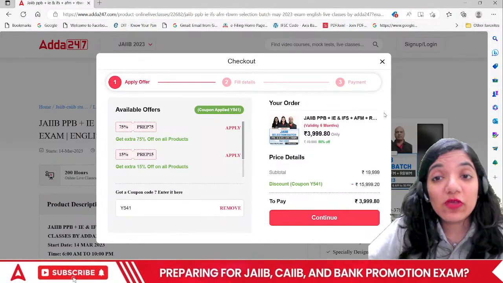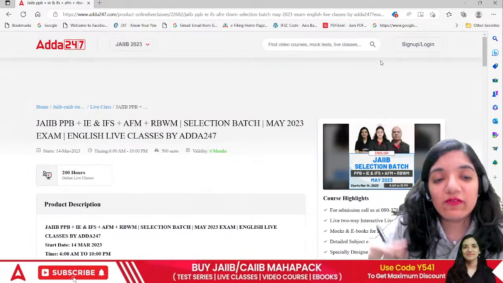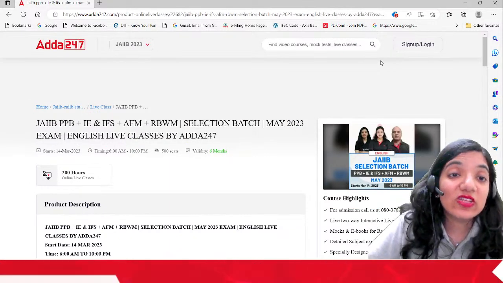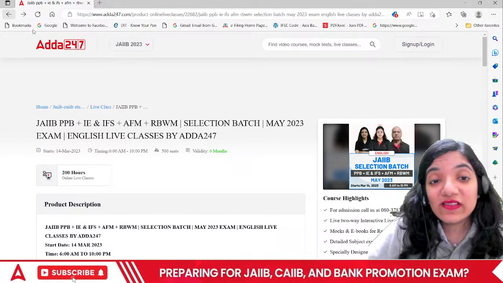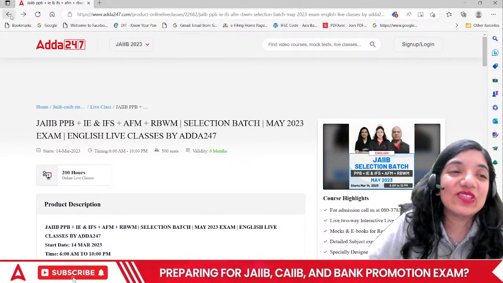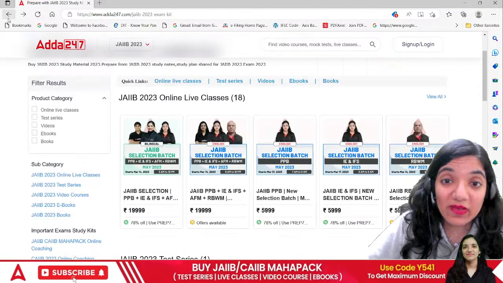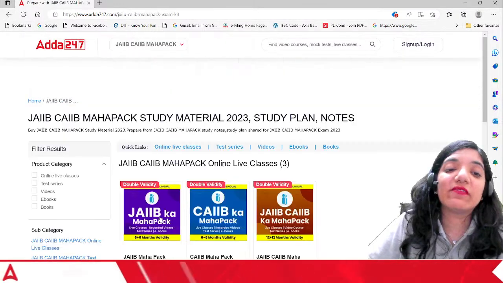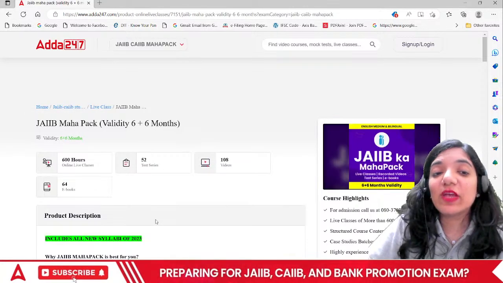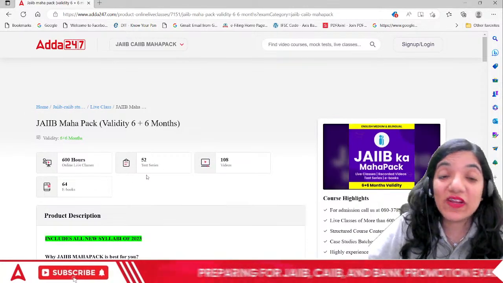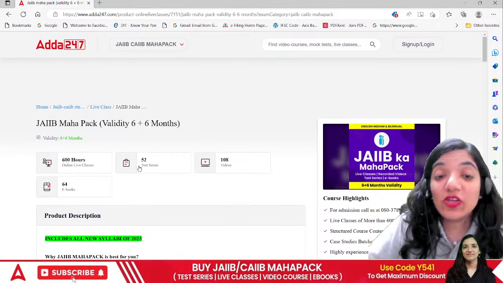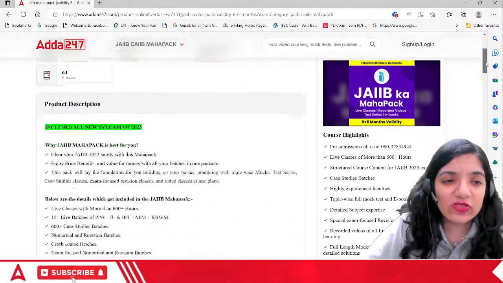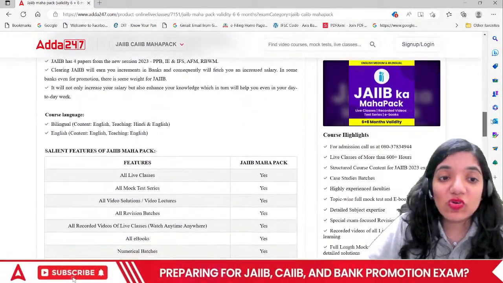And if you're looking forward to the examination in a proper way, you don't need only the syllabus, right? Other than syllabus, we also have test series, numerical batches, and so many batches coming up. But how can we look forward towards all those batches? We have the JIB Ka Mahapack. Under JIB Ka Mahapack, you have 600 hours of classes, the test series included, video courses included. Along with that, even 64 ebooks are also a part of it, right?